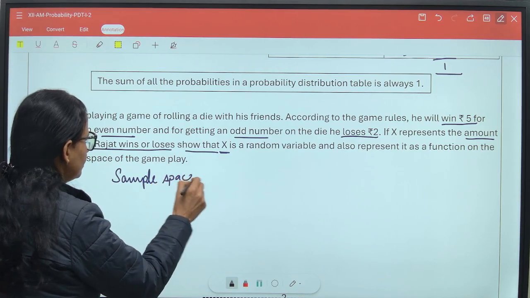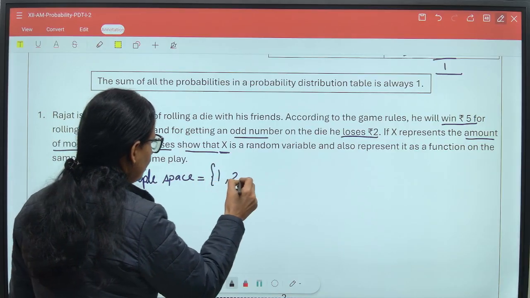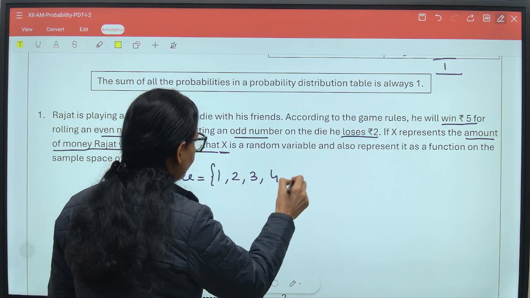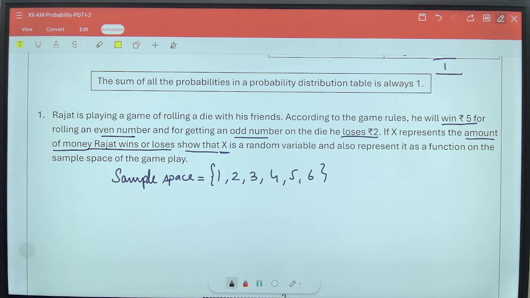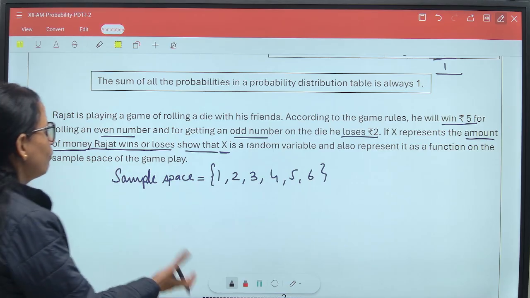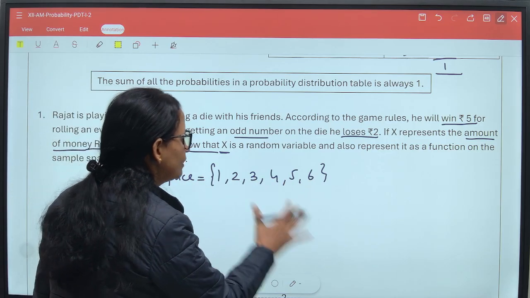Because he is rolling a dice, the sample space can be 1, 2, 3, 4, 5 and 6. Any of these numbers can be the output, right? Now x is a random variable whose value is decided based upon the outcome of a random experiment, that is rolling of a die. So the outcome of the experiment is random.